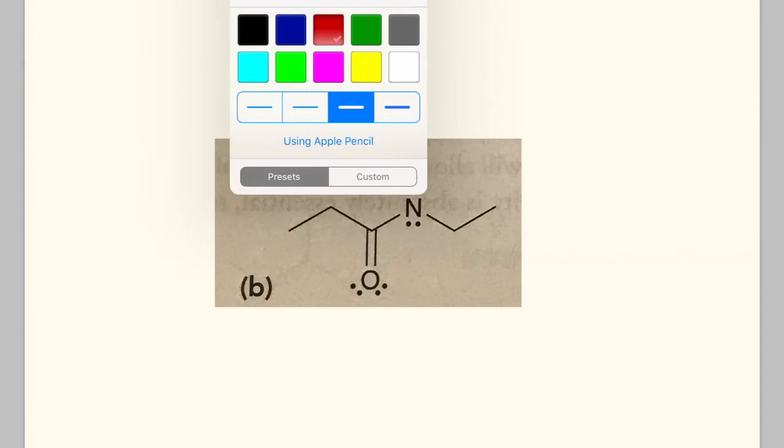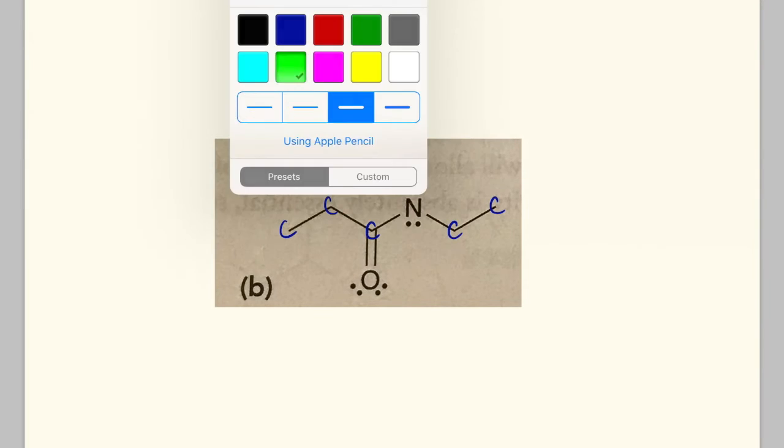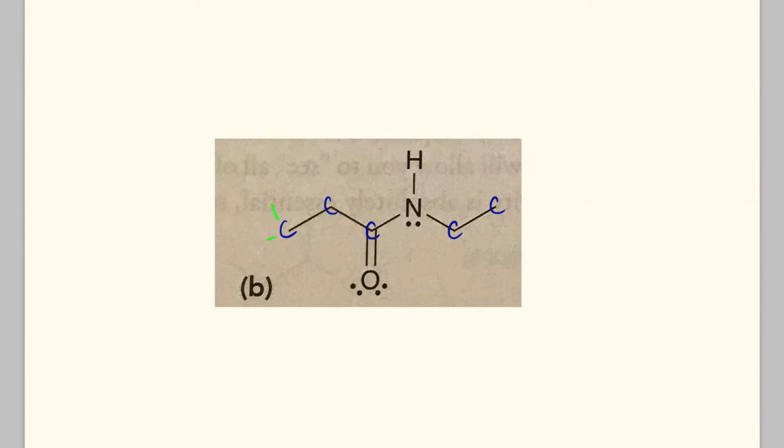Here's part B. Again, we'll just annotate right on top of these structures. Any intersection or end of a line is a carbon atom. Don't worry about the oxygen or nitrogen at all here. And we'll go ahead, oops, I like to use this brighter green. We'll add enough hydrogens to each of these carbons to create 4 total bonds to it. Okay, so this one needs 2. This one needs 2. And this one needs 3.